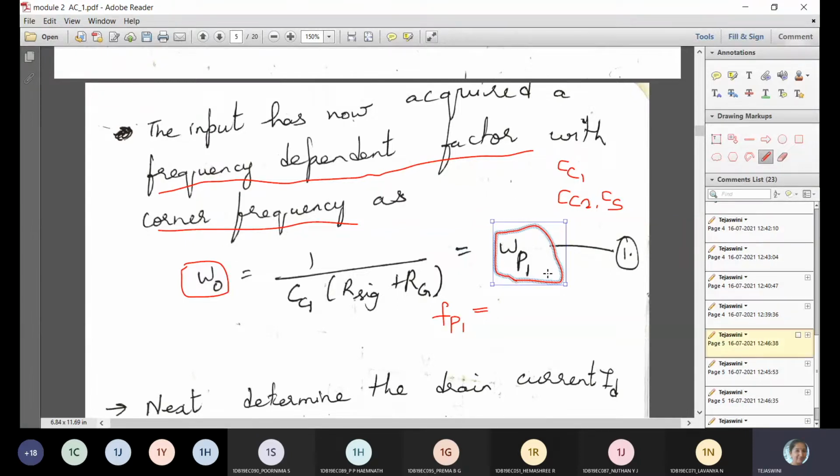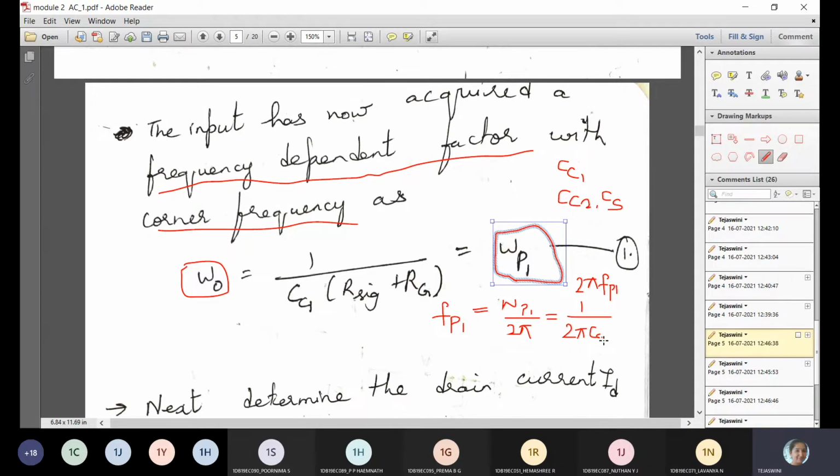Omega P is 2 pi F, so 2 pi FP1. Omega means 2 pi F, right? Yes. So from this, omega P1 by 2 pi. What is omega P1? 1 by CC1 into R signal plus RG, divided by 2 pi as it is.